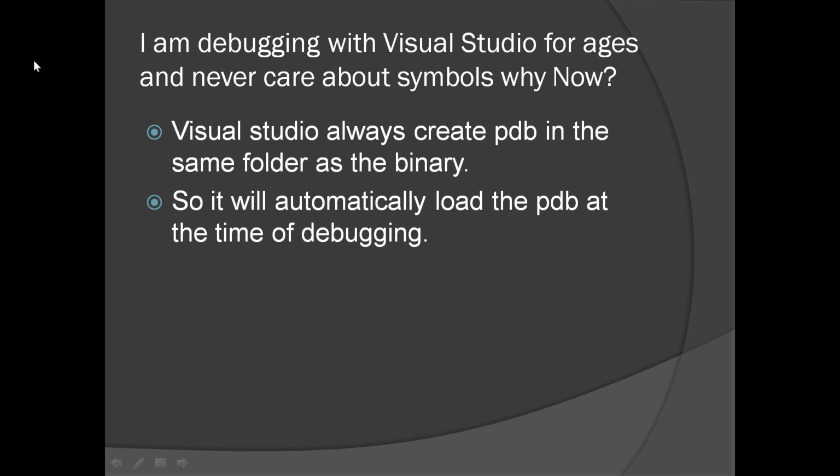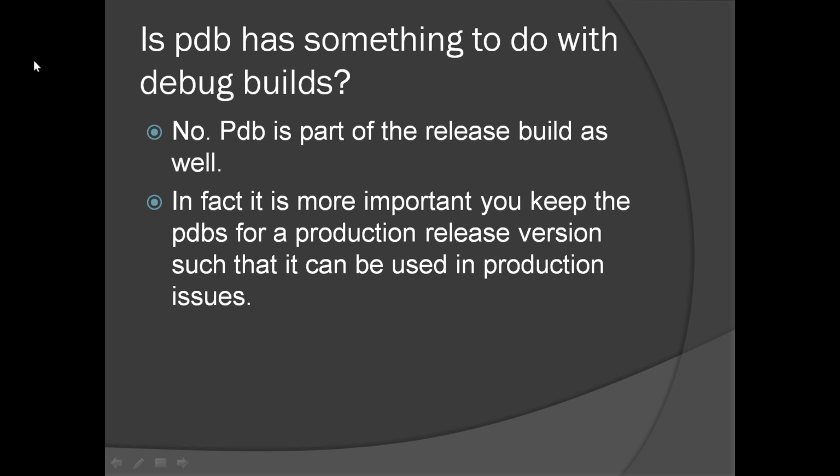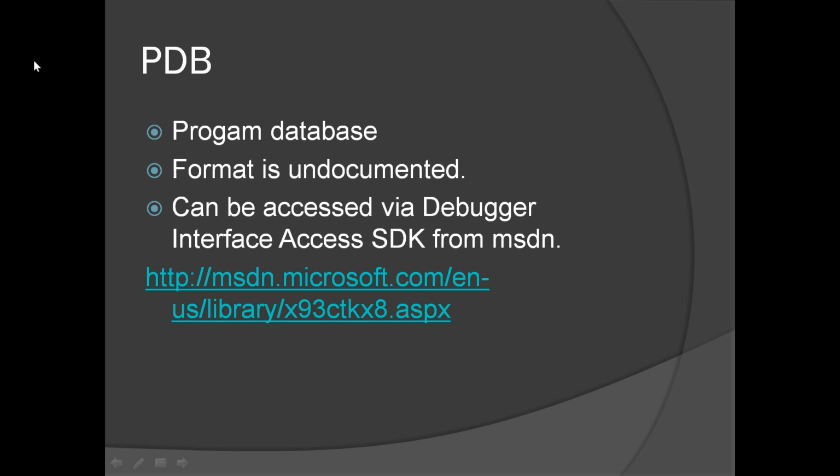In WinDbg, the reason we are bothered about symbols is that this is not always the case. Now PDB has nothing to do with debug builds. Some people believe that PDB gets generated only during debug builds. That is incorrect. PDB is more important for release builds, because normally you give a release build to your customers, and if something happens in production at your customer environment and you want to debug, you need the PDB symbols.